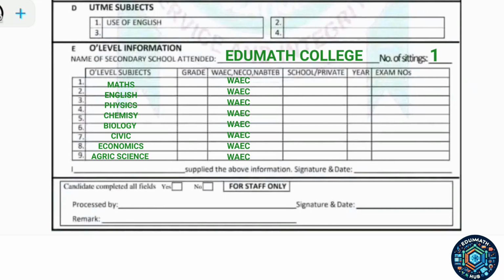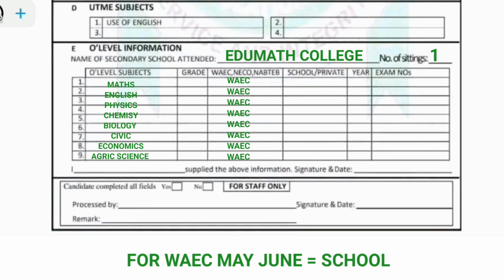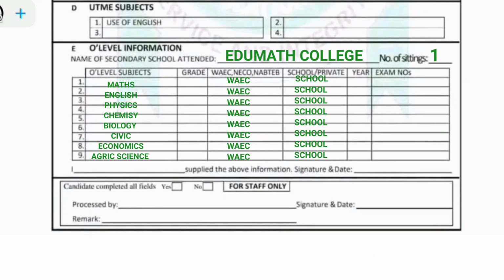Then school and private. School is the exam that you do in SS3, like the WAEC in SS3, not the WAEC that they do in September, November. That one is GCE, that one is private. So if you are using WAEC, the one that you wrote in SS3, you need to write school at this part. If you're using GCE, you need to write private. Even NECO also has private and school.